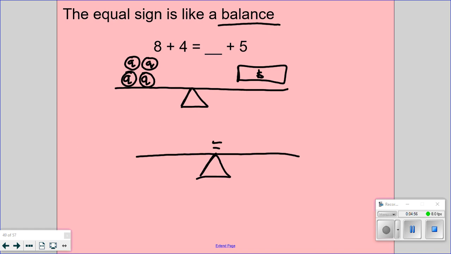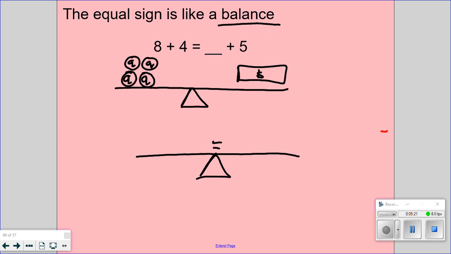Now notice that our balance is straight across. Would something be balanced if it looks like this? No, that's not balanced. Clearly this side is worth more than this side. Would it be balanced if it looks like this? That was a really bad drawing, but no. We want it to be flat across.